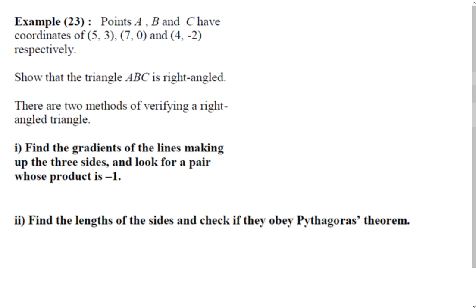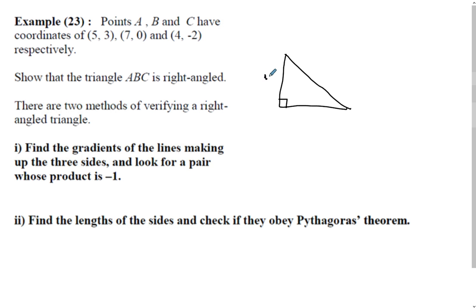So you've got points A and B and C have coordinates of those, and show that triangle ABC is right angle. Now there are 2 methods of verifying a right angle triangle. So I'll just draw a triangle here. Okay, so if it's on a coordinate, you've got to find the gradients making up the 3 sides. Yeah, and you know that when lines are perpendicular, yeah, then the product of the gradients will be -1.